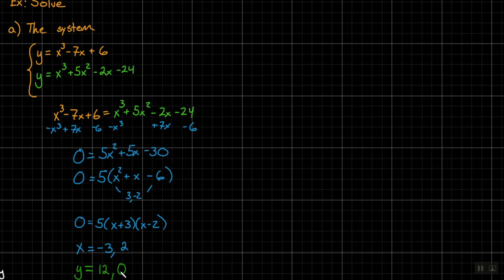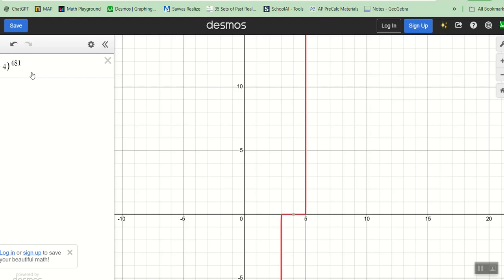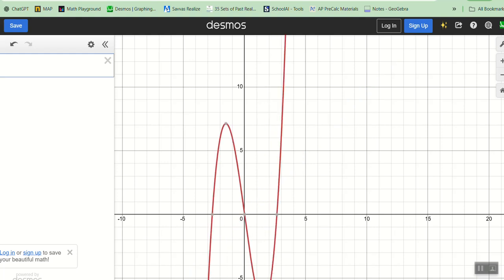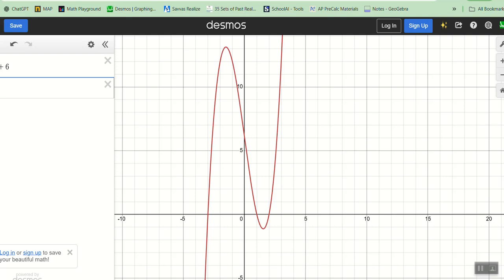Probably. Let's check. I hope we didn't make any mistakes. I'm going to need somebody to read me that. X cubed minus, I already lost it. Y equals x cubed minus 7x plus 6. So there's that graph. It's cubic and it does that wonky thing. And then we get the graph of y equals x cubed plus 5x squared minus 2x minus 24. Okay. What did we just claim these two things intersected at?